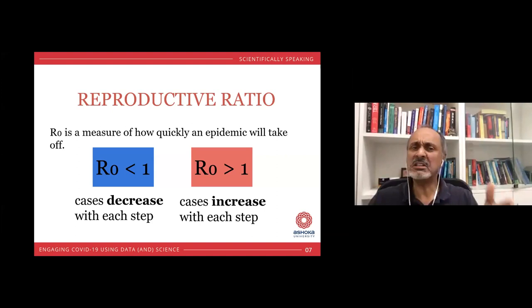So there is a critical or a special value of the reproductive ratio above which an epidemic will grow and the number of infected people will grow, and below which the number of infected people will come down. That's super interesting. I'm very curious as to what these reproductive ratios will be. But before we do that, I would like to test what our audience thinks.